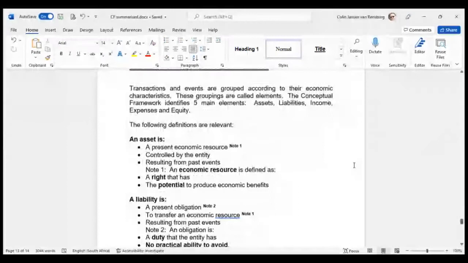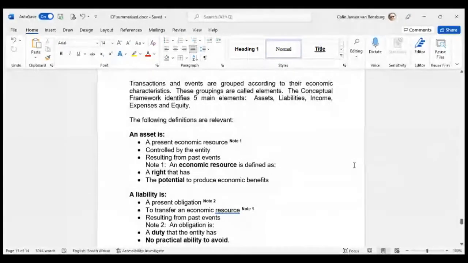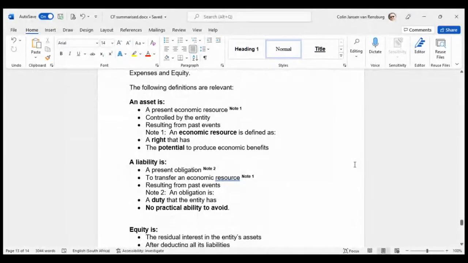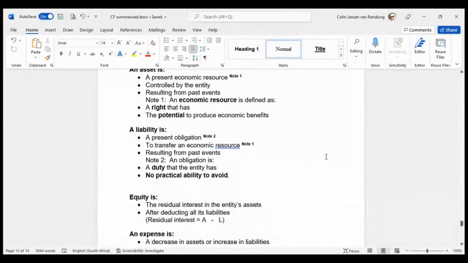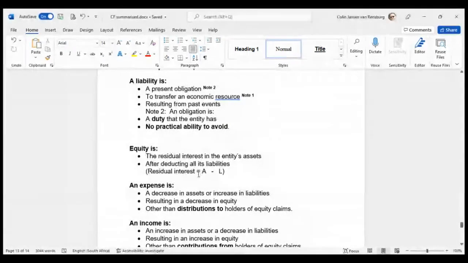We had quite a long discussion on assets, the definition of an asset, and we've broken that definition up into what we refer to as definition criteria. We also had quite a long discussion on liabilities, and we've also broken that definition up in definition criteria. We discussed a few examples there, ladies and gentlemen. So what we have to continue with now is equity.